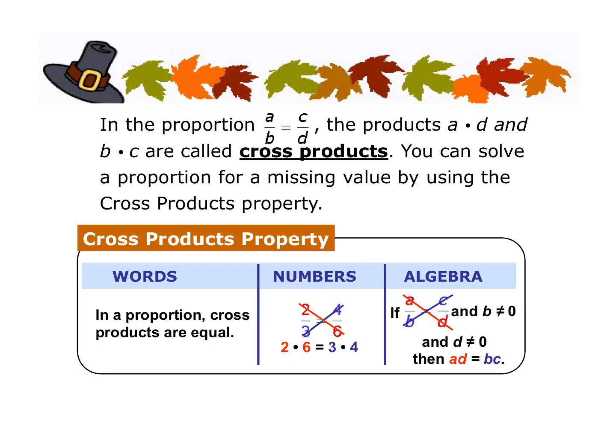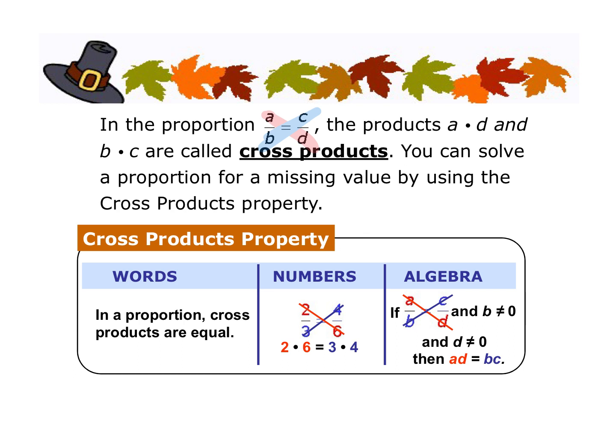So in a proportion, A is to B as C is to D, the products A and D and B and C are called cross products. So what we did before, guys, A and D and C and B are called cross products. You can solve a proportion for a missing value by using the cross product property. So what we just did on the last slide.